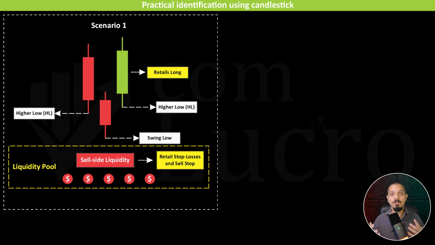Now, with this visual and theoretical understanding in place, let's move to practical identification using candlestick patterns and chart scenarios. We've already discussed how equal highs and equal lows serve as buy-side and sell-side liquidity. Next, we'll focus on swing points as potential liquidity areas.